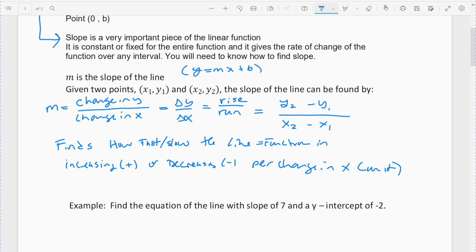So if x is time, it'd be how fast it's moving up or down per change in time. If the x value is items, it's how fast it's moving up or down per change in items. Alright, so again, it's the increase or the decrease of my function, and because it's linear, it's moving at the same speed as I go up and the same speed as I go down.